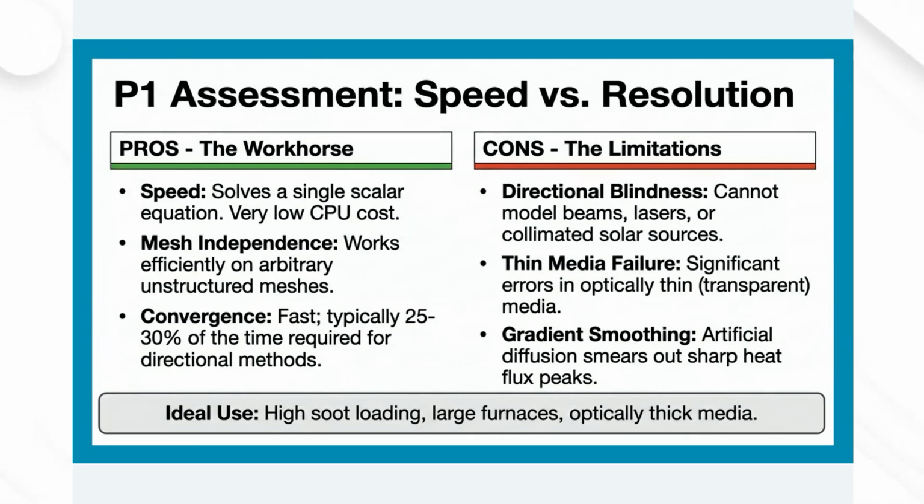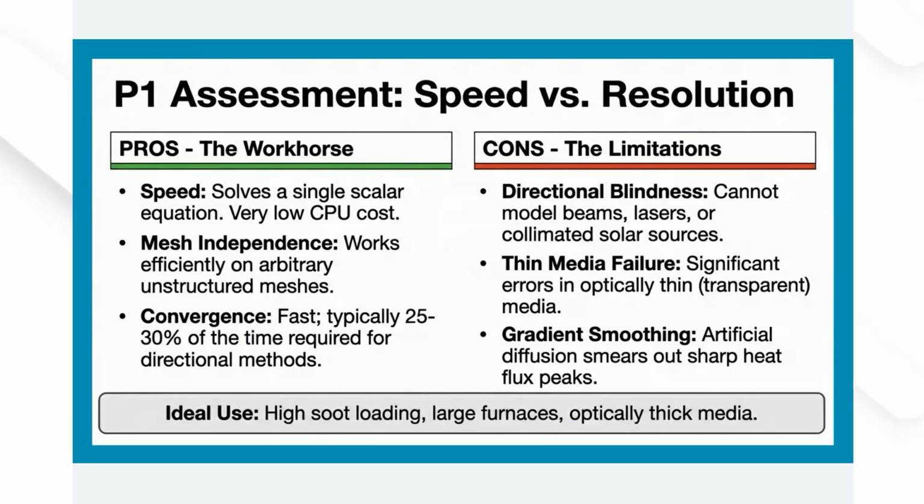But it is not without its own limitations here, because speed comes at a cost. Direction blindness is a huge factor. P1 assumes radiation is isotropic. It cannot model sharp beams. If you have a laser, spotlight, or strong solar loading, P1 will essentially fail to capture that. It also suffers from gradient smoothing, which is the mathematical diffusion that we just introduced. It acts like a blur filter. It smears out sharp heat flux peaks, which can be dangerous if you're looking for specific hotspots on a wall.